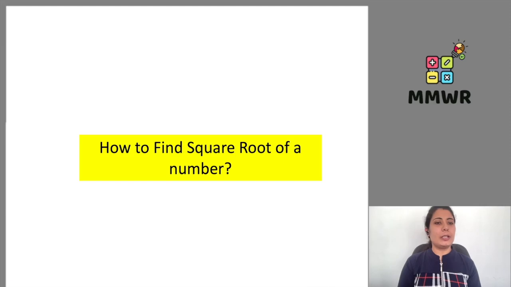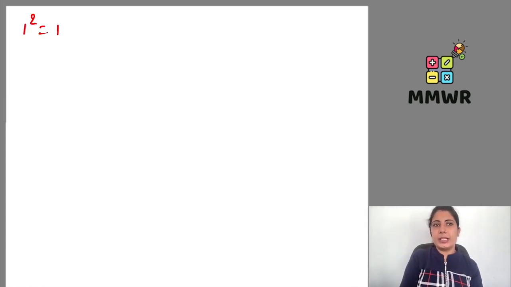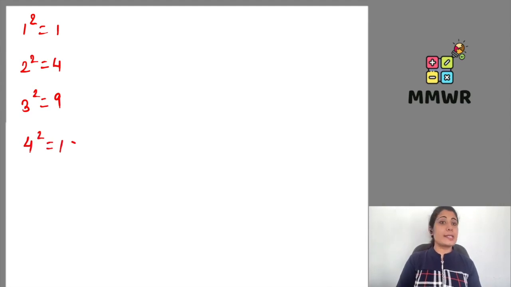But before we learn about the shortcut trick, we should know what the properties of a perfect square are. Now, all of you know the meaning of perfect square. Whenever we find the square of a whole number, or we can say a natural number, we always get a number, and that number will be called the perfect square. Let's take the example: 1 square is 1, right? 2 square is 4, 3 square is 9, then we have 4 square which is 16.